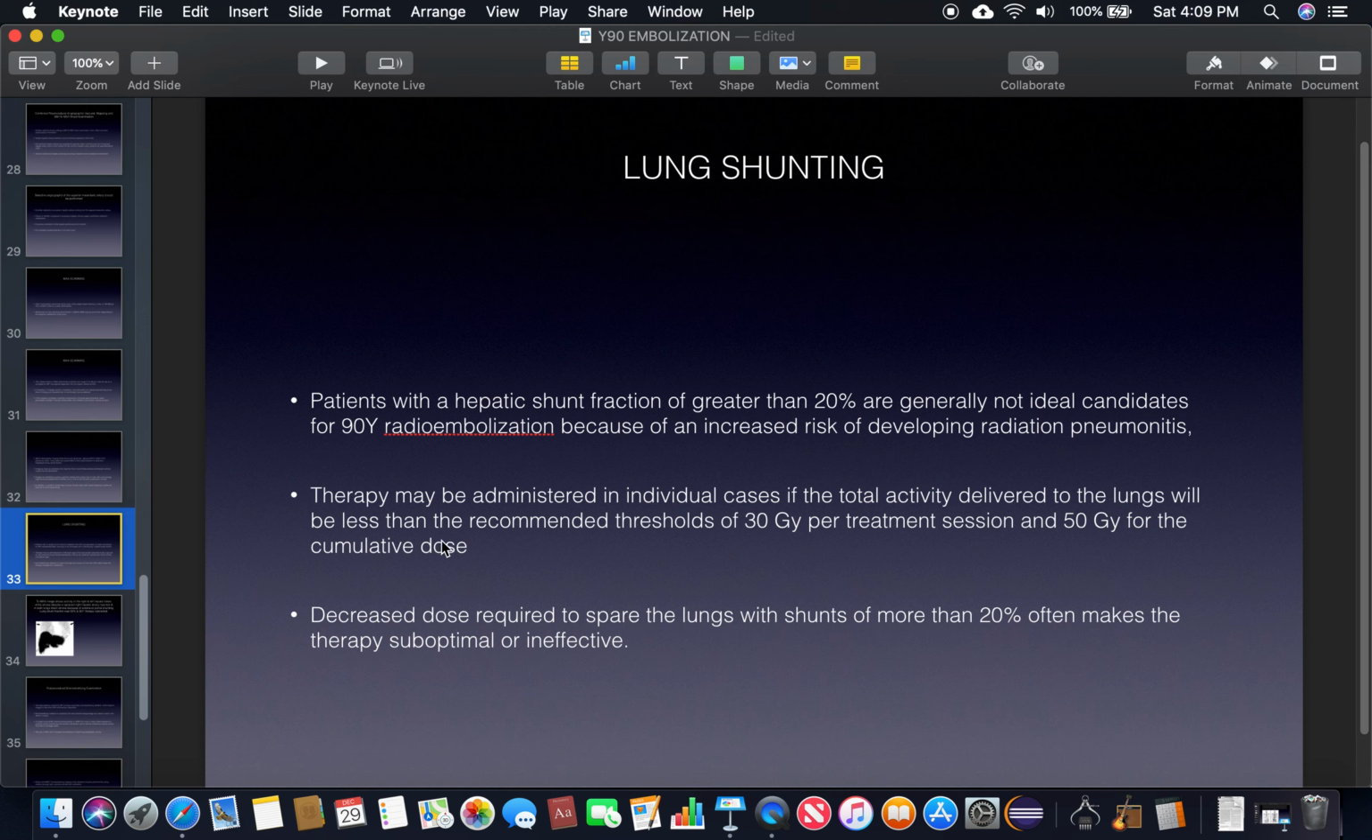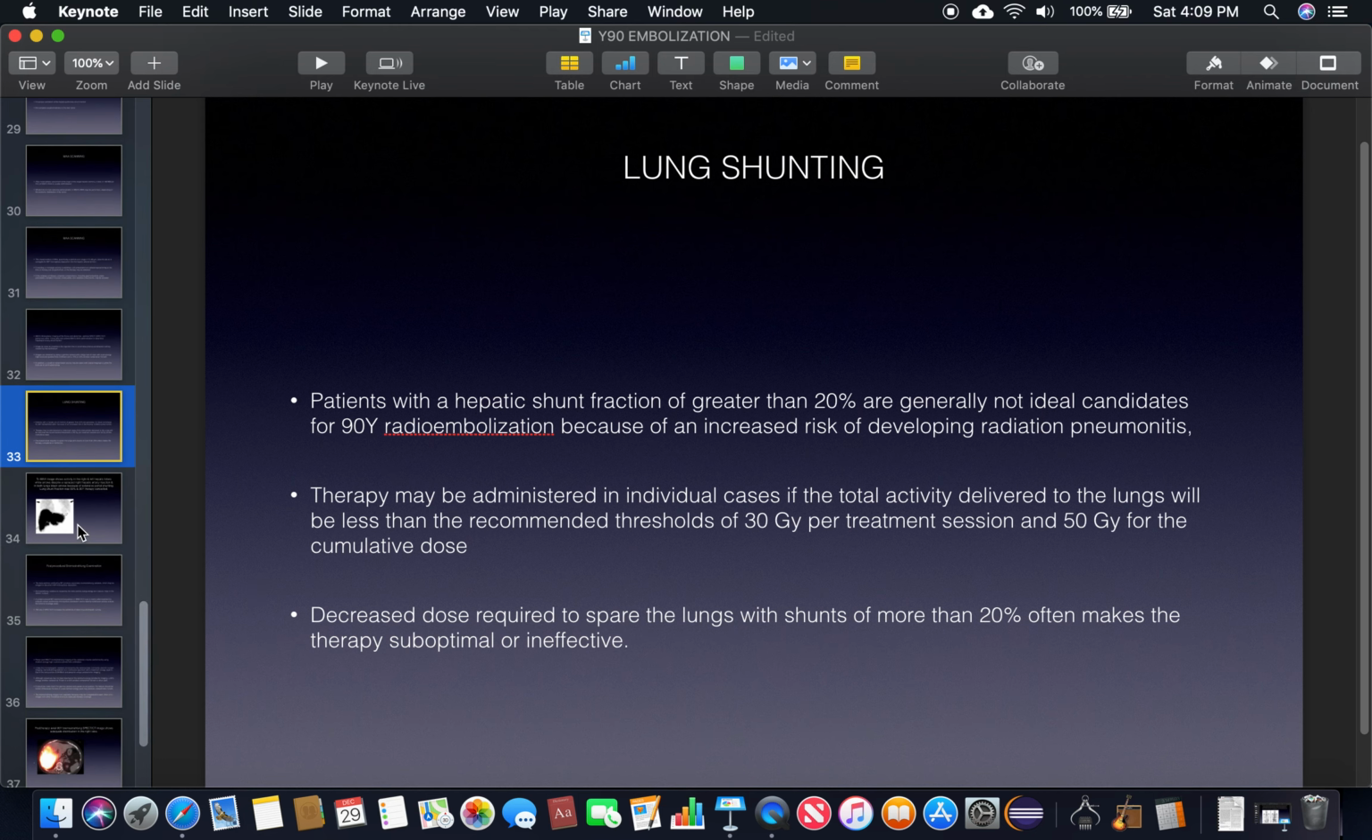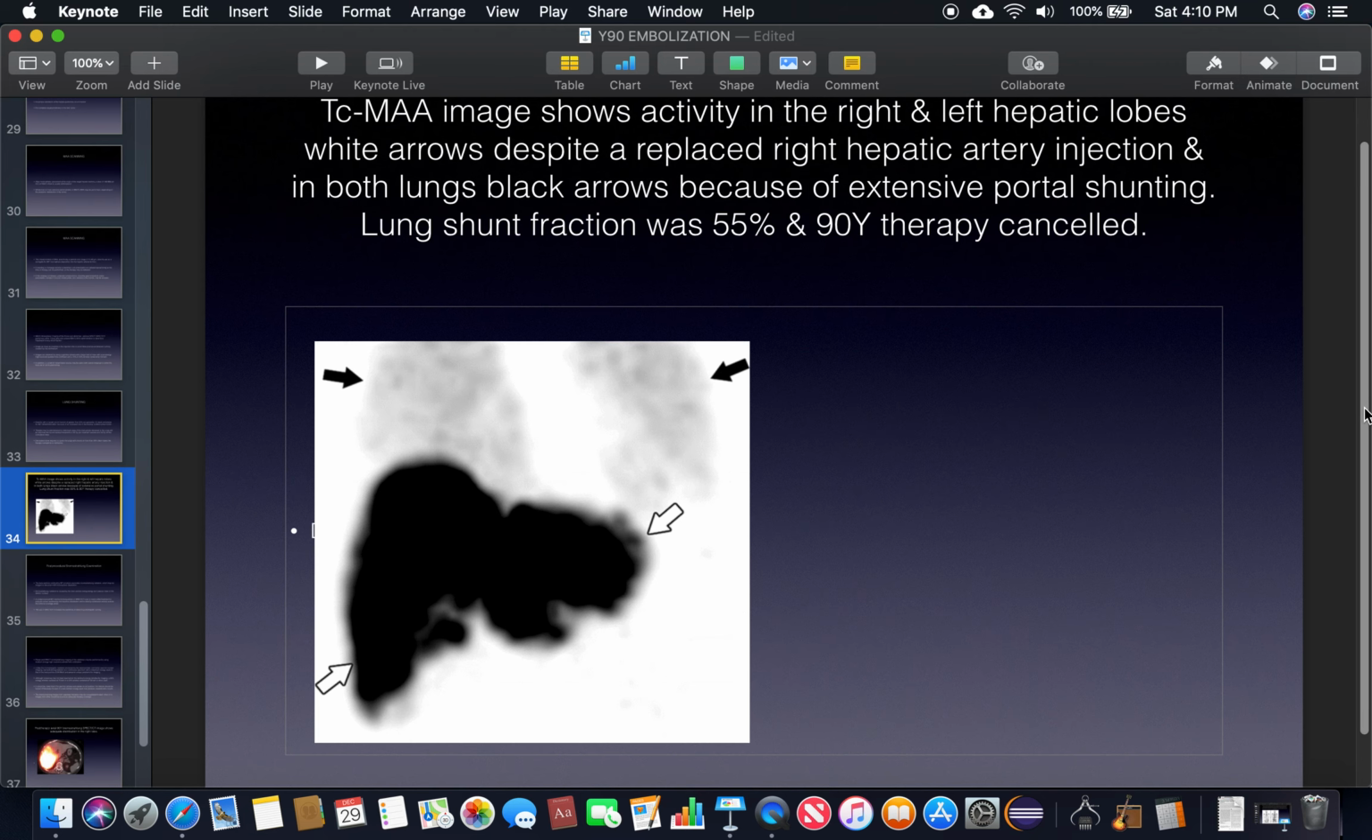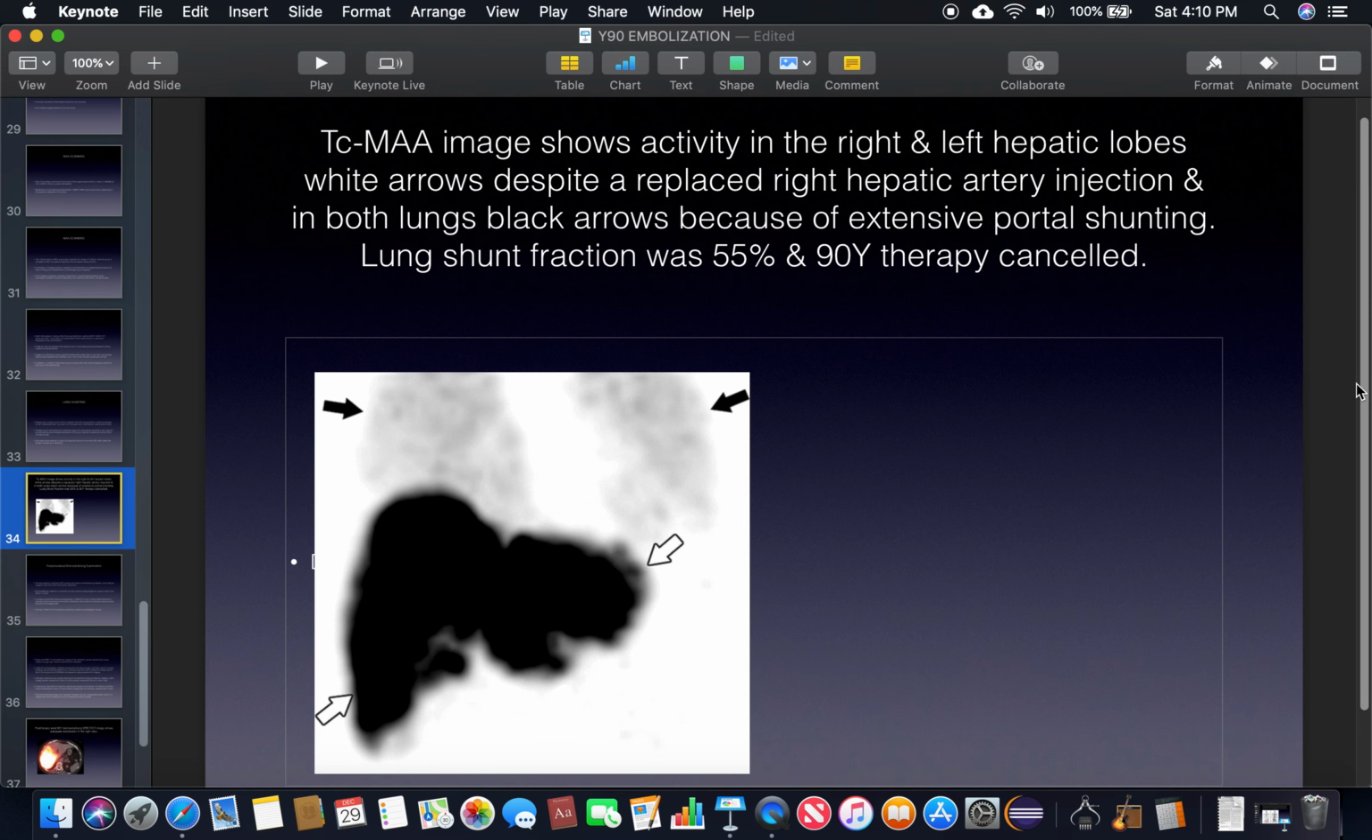Well, again, this is not a strict rule. It can be changed on a case-to-case basis, but remember that if we change the rule, then we have to go down on the dose to spare the lungs if there is more than 20% shunting, and then obviously the suboptimal dose or reduction in dose will render the therapy ineffective.